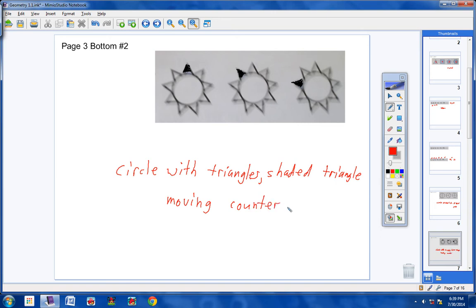So a circle with triangles, and the shaded triangle is moving counterclockwise. Now I know I don't have the best handwriting in the world, but I think you guys can see what I'm writing here. Okay, there we go. So we found the pattern again. Once again, it's not supposed to be difficult. It's actually pretty simple. It's just learning to find patterns and to then take those patterns and describe what's going to come next, okay? And figure kind of what's going to be next with a list of numbers or figures.